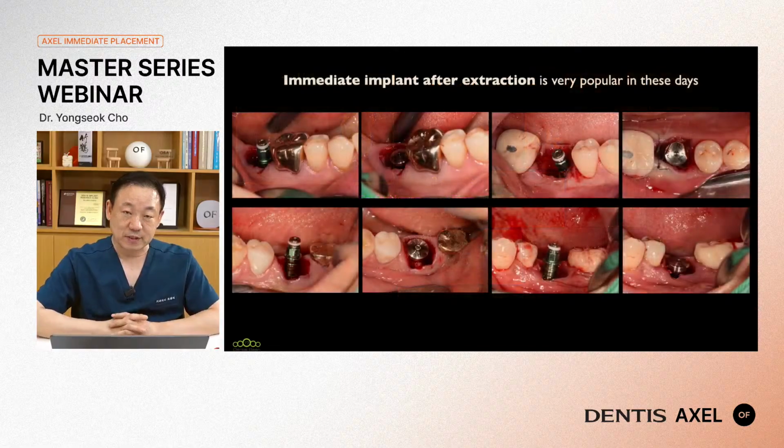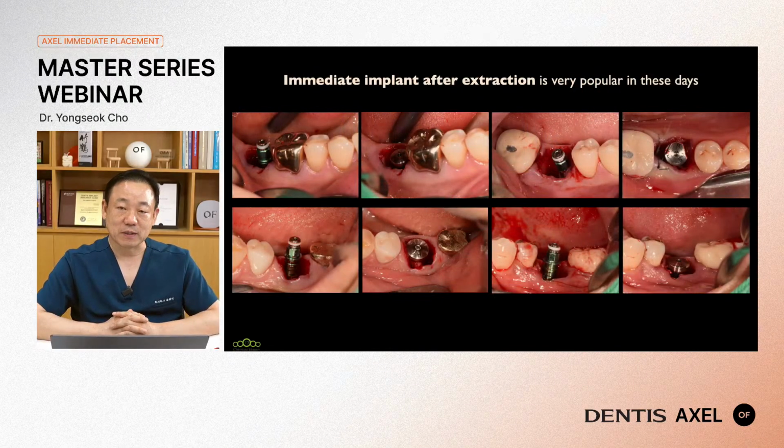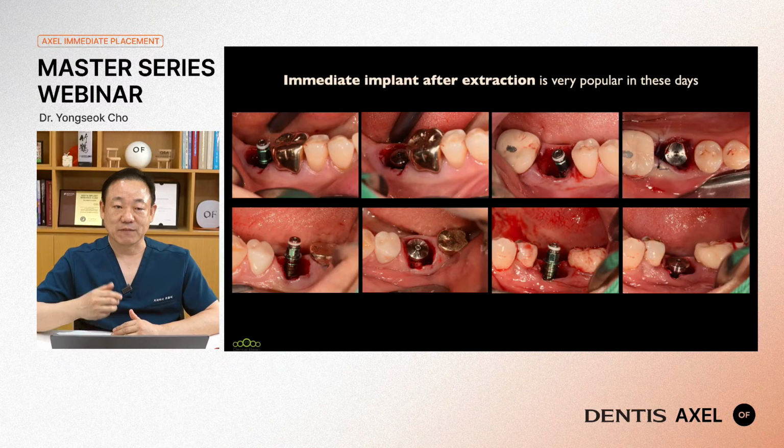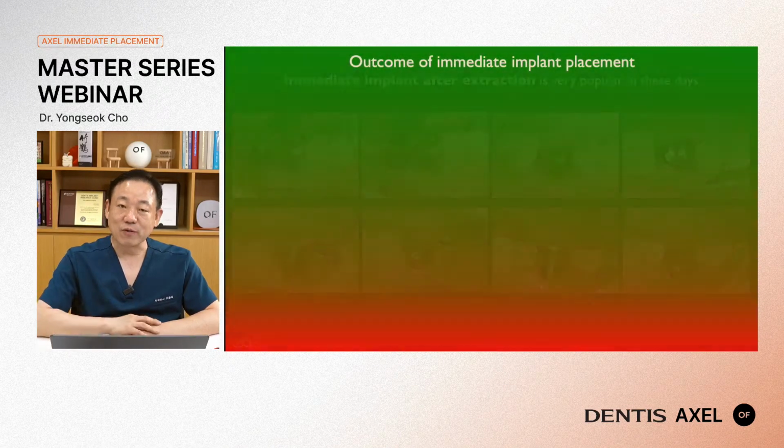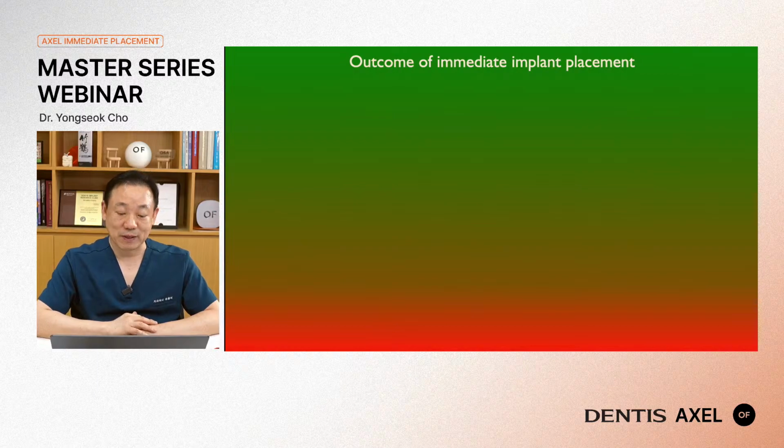In this case, immediate implant placement is very popular. So many dentists have interest in how to place implant immediately. Not only in mandible, also maxilla, anterior, posterior. What about the outcome of immediate implant placement?